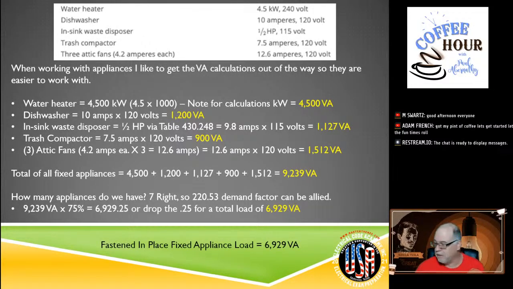Now, I can apply a demand factor. And who says I can apply that? Well, the code says I can apply that. Where do we go for that? 220.53. So you got your code book? Go look at 220.53. What does it say? It shall be permissible to apply a demand factor of 75% to the nameplate rating load of four or more appliances rated a quarter horsepower or greater or 500 watts or greater that are fastened in place.